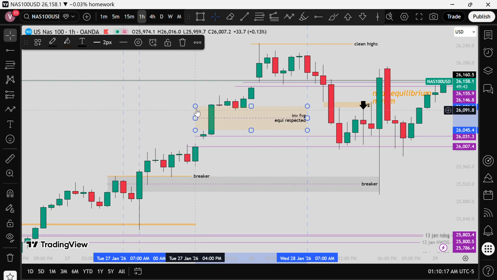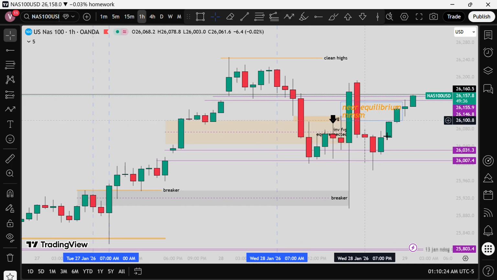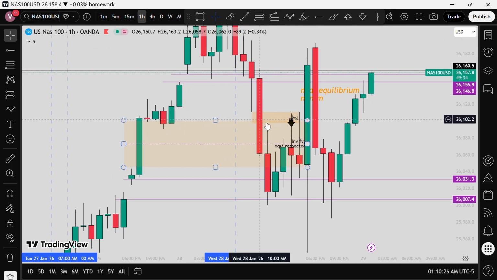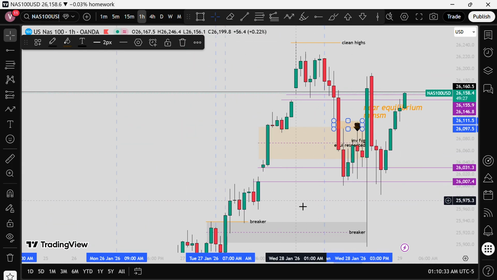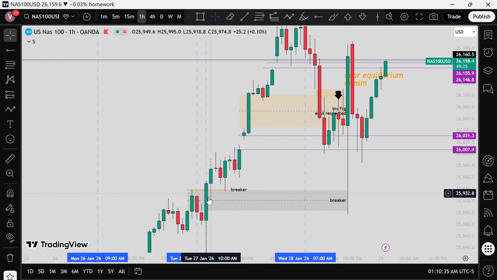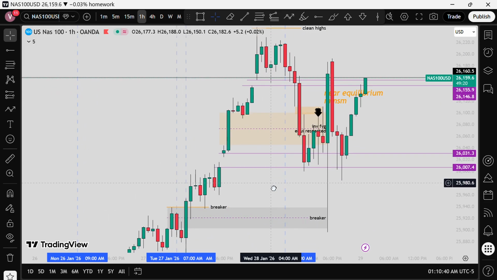We'll mark this inversion fair value gap. We'll extend it ahead, and then there is this dark colored fair value gap again here. Okay, these are the two POIs that we have marked besides the breaker and the clean highs. Alright, now remember that we are hovering around the equilibrium, so price could go either way.